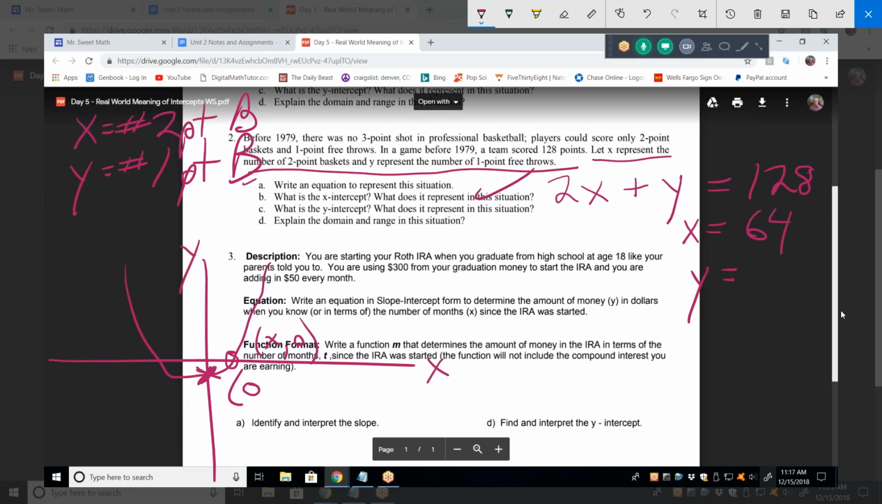So what's the y-intercept here? X is equal to 0, not y. It's always the opposite. In other words, when you're trying to find the x-intercept, you set y equal to 0. When you're trying to find the y-intercept, you set x equal to 0. Well, what happens to our equation when I set x equal to 0? What is y equal to?